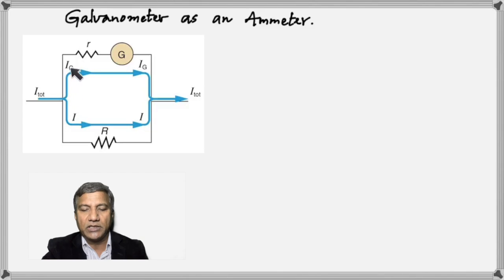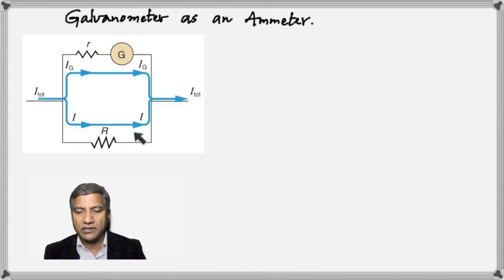One part, Ig, goes through the galvanometer, and the current I flows through the resistance. When you add I and Ig, we must get the total current, because it's the total current that splits into two. So we can calculate the voltage between these 2 points in 2 ways. The voltage can either be Ig multiplied by little r, or I multiplied by caps R. Because the voltage in parallel branches are equal. So the voltages here and here must be equal.